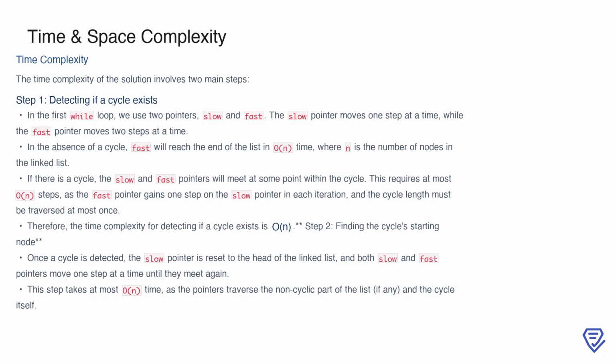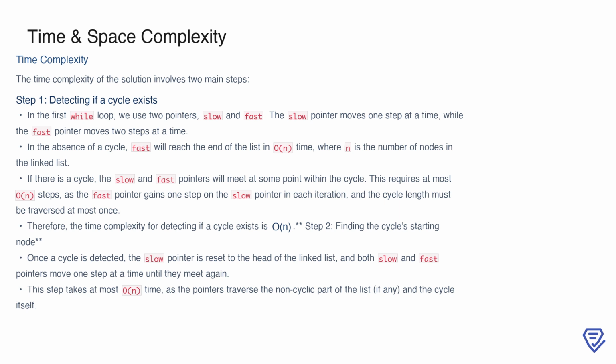To analyze the time complexity, our solution involves two distinct steps. First, we check if a cycle exists in the linked list. Here, we use two pointers, the slow pointer, which moves one step at a time, and the fast pointer, which moves 2 steps at a time. If there is no cycle, the fast pointer will eventually reach the end of the list after traversing all the nodes, which takes n time, where n is the number of nodes in the list. However, if a cycle is present, the fast pointer will catch up to the slow pointer within the cycle. This also takes n time because the fast pointer gains one step on the slow pointer per iteration, and at most the entire cycle length needs to be covered for them to meet.